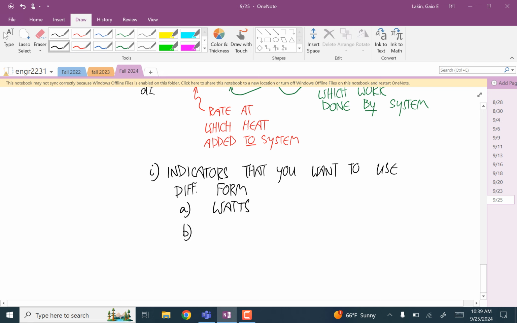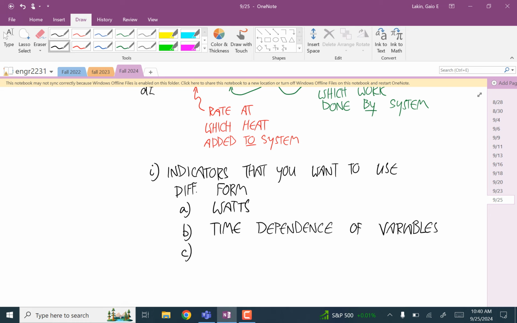Second, if there's a time dependence on the variables. If you're given, say, work or heat with t as a variable, then usually you're going to want to use the differential form. And then the last one is anytime you're combining this with the heat transfer equations, you're going to use the differential form.